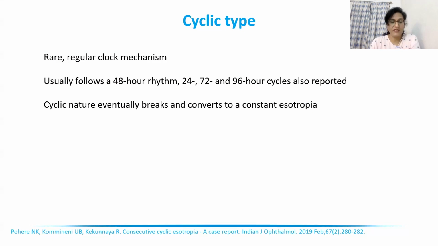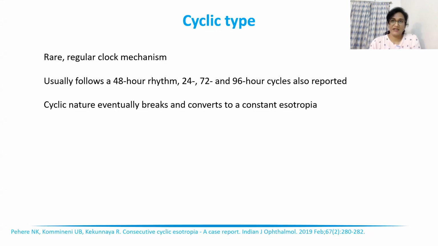It is a very rare condition, but it follows a regular clock mechanism. The most common rhythm that we see is a 48-hour cycle. Every 2 days, the child would be orthotropic, and then one day it will be esotropic. But otherwise, a 24-hour cycle, a 72-hour cycle, and even a 96-hour cycle has been reported. But what has been known is that the cyclic nature remains only for a certain period, and then it eventually breaks and converts to a constant esotropia.